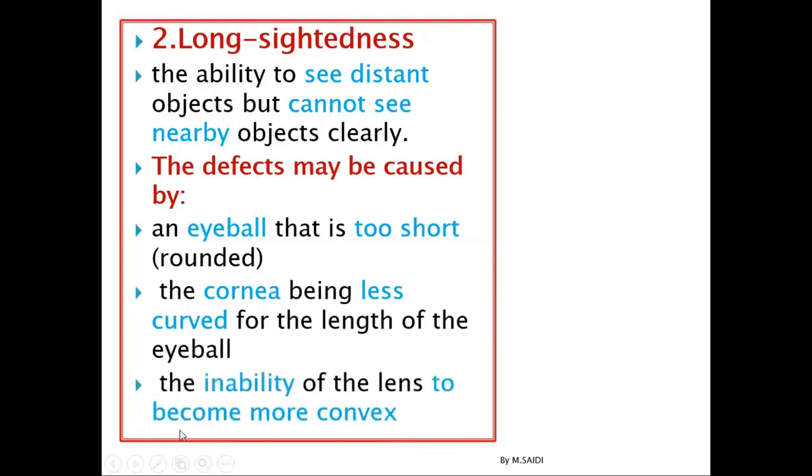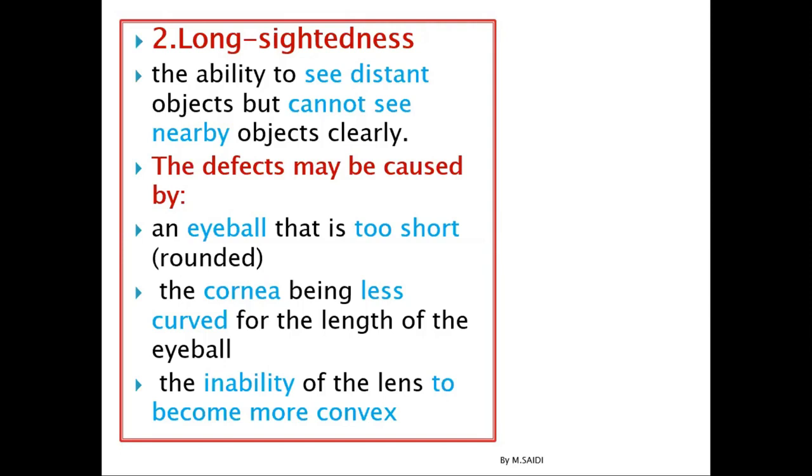Then number three, the inability of the lens to become more convex so that it can bend this light onto the retina. It means that its power is less. It can't refract this light onto the retina, so the light just passes out. It's like if you are supposed to stop at a certain point and you are running, because the speed is too much, you end up bypassing that point and then you stop after the point.